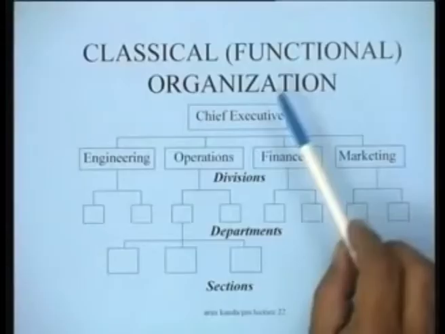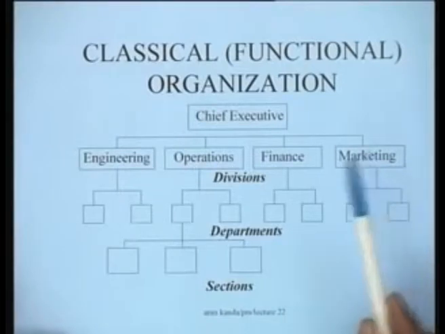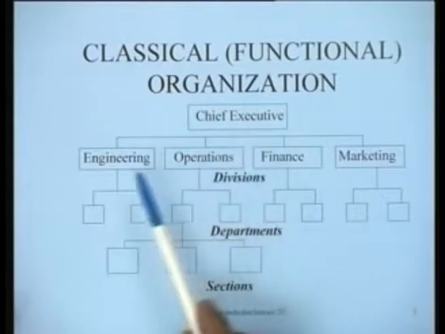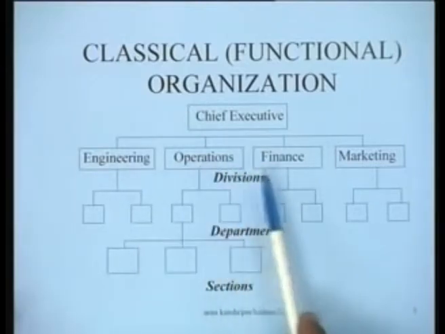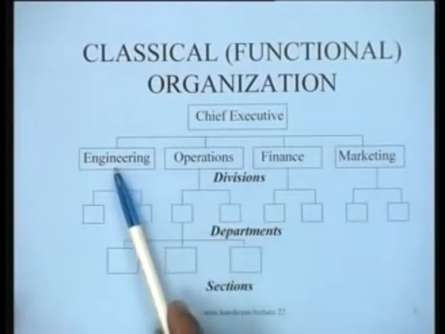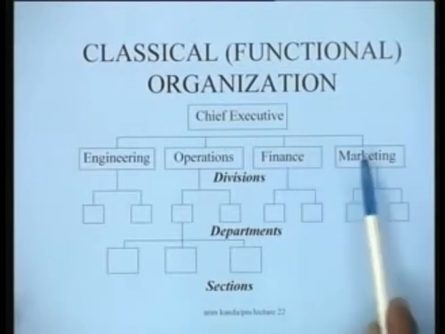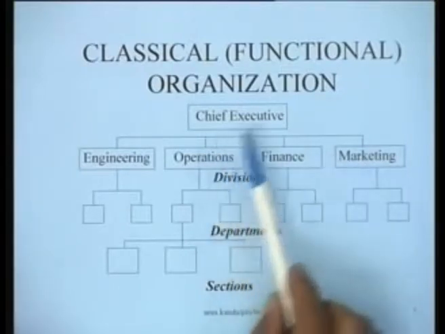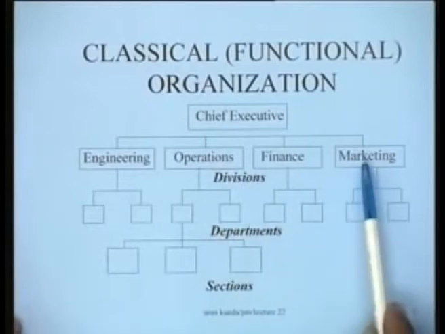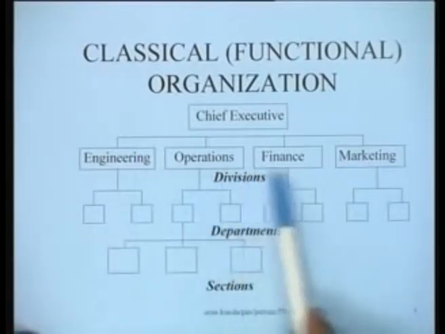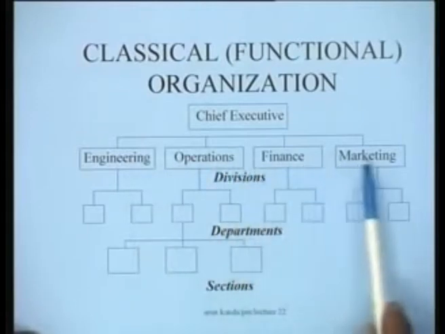A typical organization, classical functional organizational structure for a firm is something like this. There is a chief executive at the top, and this chief executive has under him a number of different departments. These typical departments could be the engineering department, the operations department, the finance department, the marketing department, and so on, in a conventional organization which is not engaged in projects, but which is doing maybe a conventional manufacturing organization. So these are the major divisions: engineering, operations, finance, and marketing.